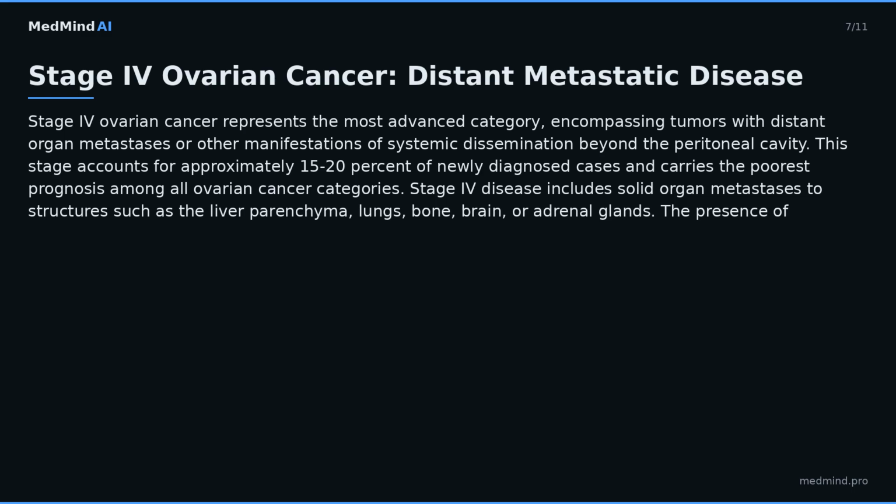Patients with stage 4 ovarian cancer require systemic chemotherapy as initial treatment, followed by ongoing surveillance for progression and consideration of additional therapeutic interventions. The distinction between stage IIC disease with regional lymph node involvement and stage 4 disease with distant organ metastases carries significant prognostic implications, as stage 4 patients demonstrate substantially shorter median overall survival. However, contemporary treatment approaches combining platinum-based chemotherapy, taxanes, and targeted biologic agents have improved outcomes even for patients with stage 4 disease.